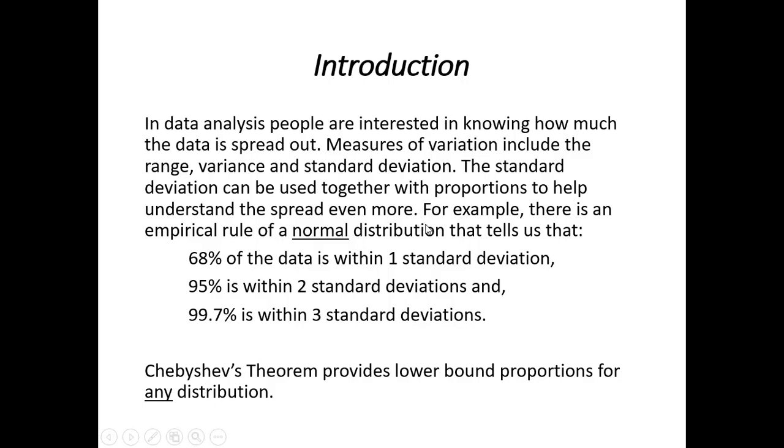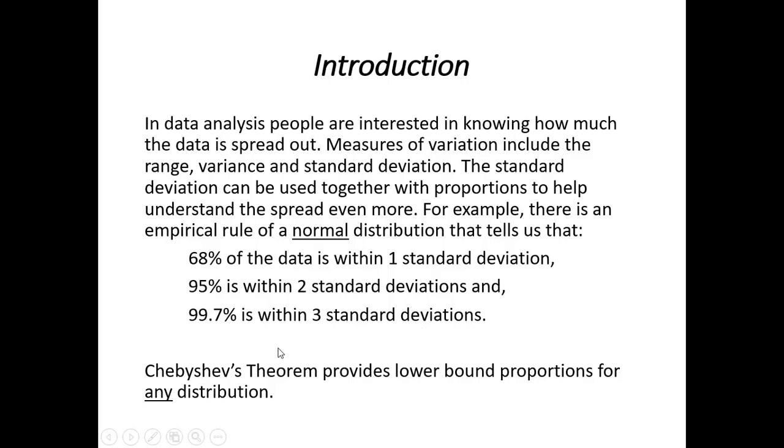For example, there's a well-known empirical rule of the normal distribution that tells us exactly 68% of the data is within 1 standard deviation of the mean, 95% is within 2 standard deviations of the mean, and 99.7% is within 3 standard deviations.